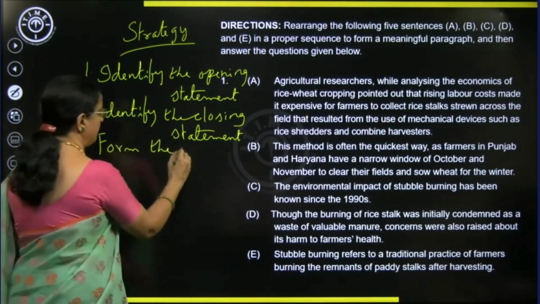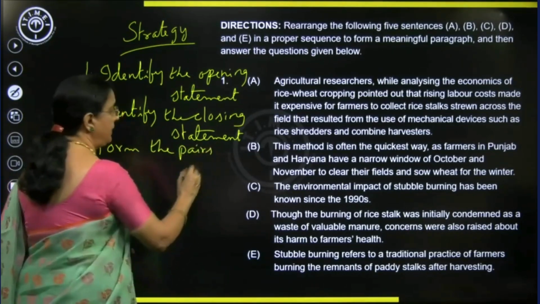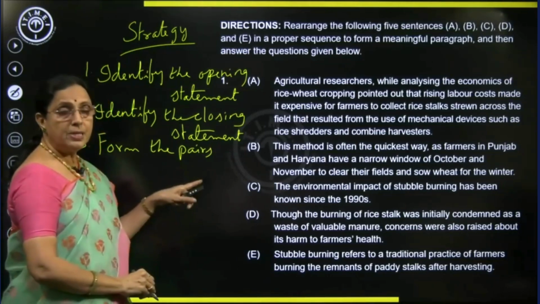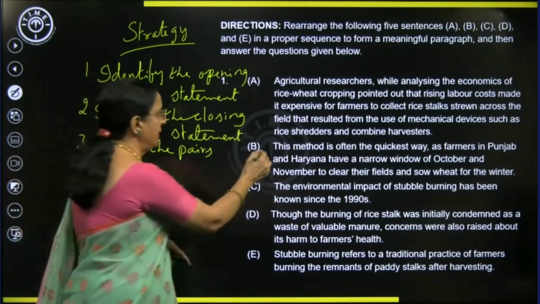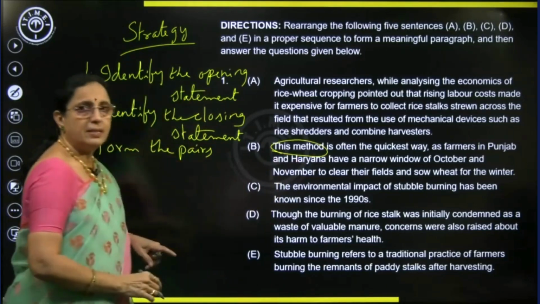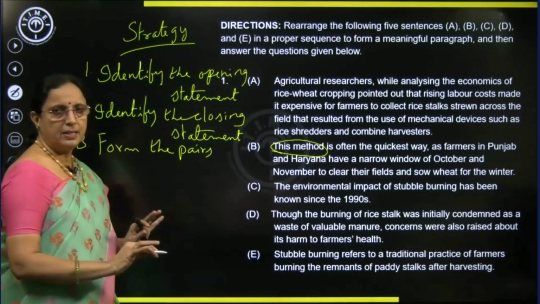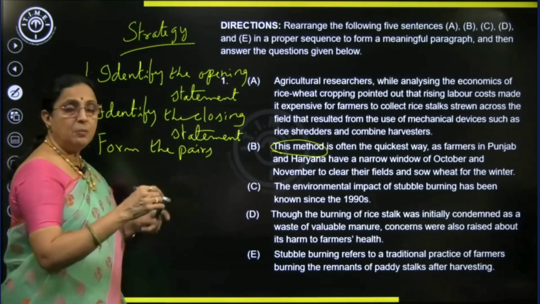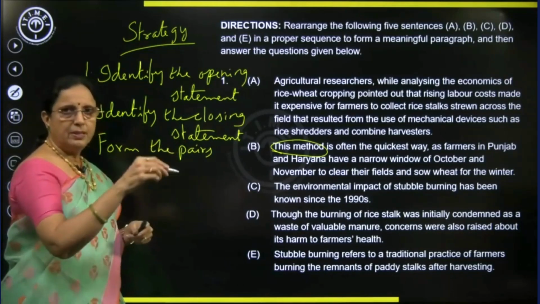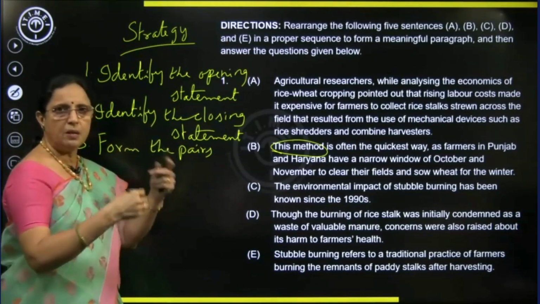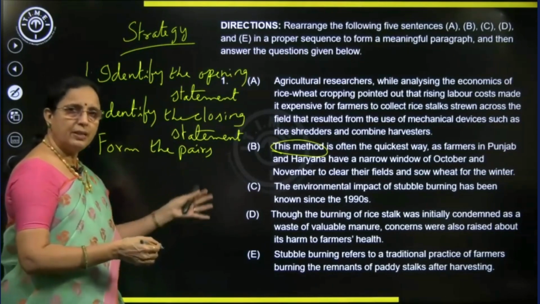Form the pairs. How do you form the pairs? By using the pronouns and conjunctions. You get the point, like this one. We form the pairs, and these pairs are 100% correct. If you form the pairs, sometimes even if you are confused about the order, is it CAB or BAC, you can cross check the answer easily.